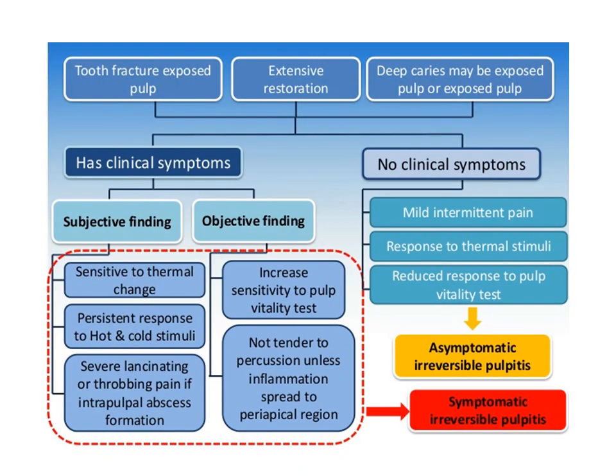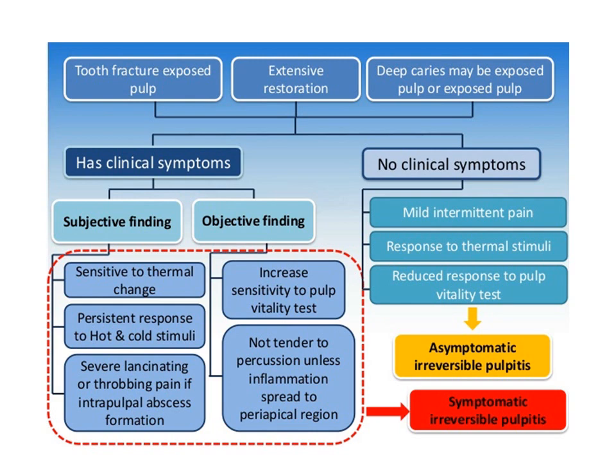So the causes of pulpitis are three and maybe more. All of them mean there is some insult to the pulp: tooth fracture, extensive restoration, deep caries, or an exposed pulp during operation. All of these can cause pulpitis.